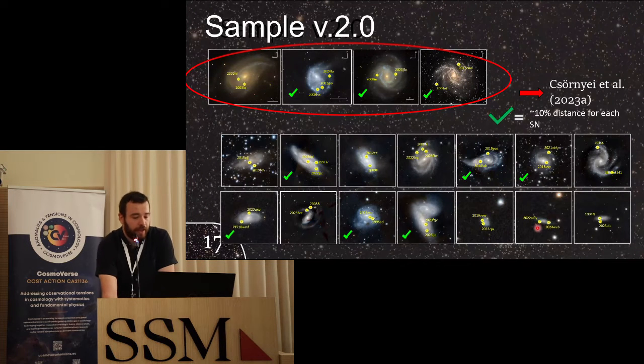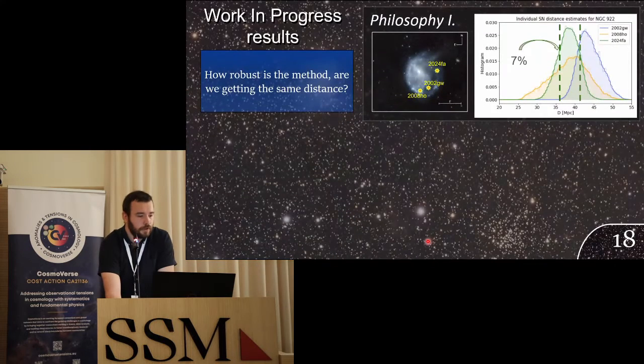I did a check, and for about half of these new host galaxies, we can do distance estimation better than 10% for each of the supernovae in the galaxy, which will allow us to do a very precise comparison between the distances. This is some work in progress, basically.